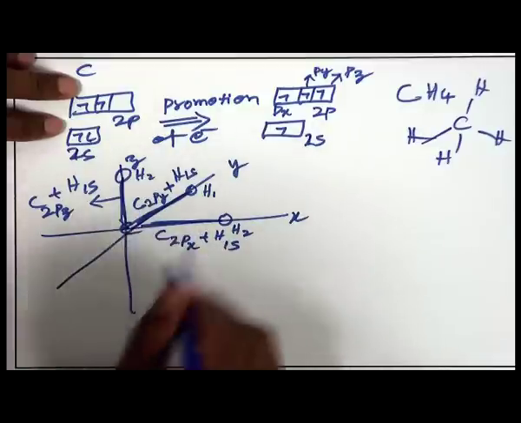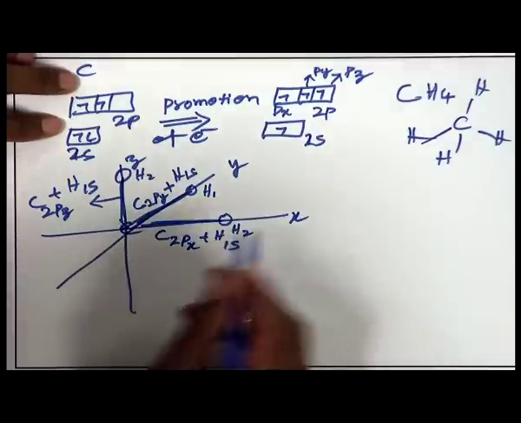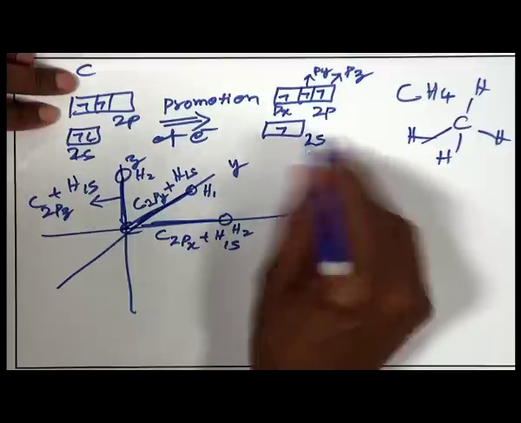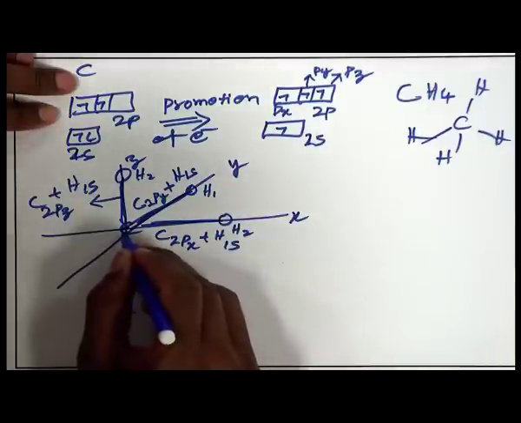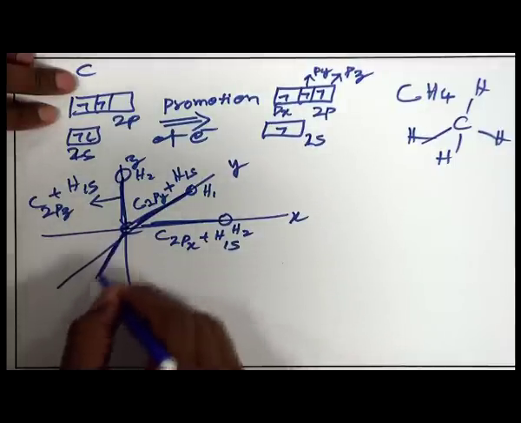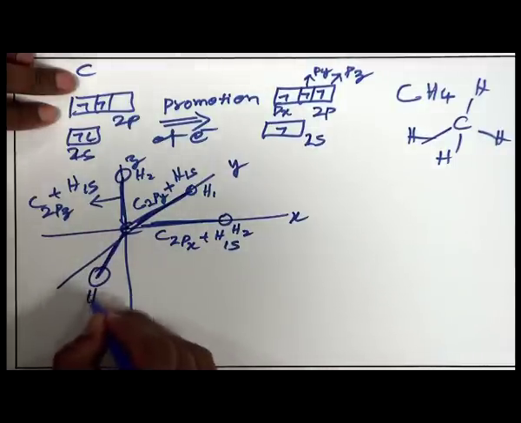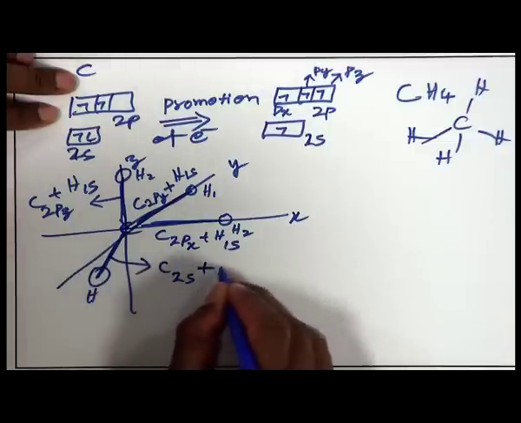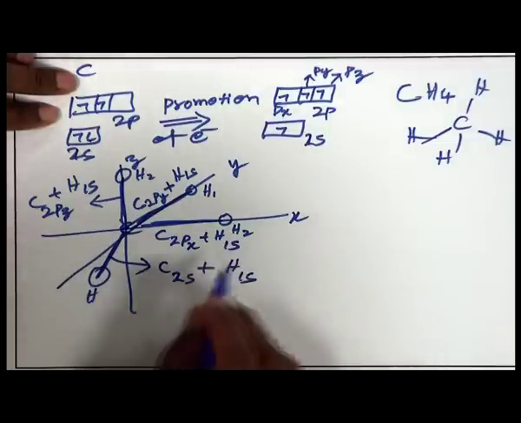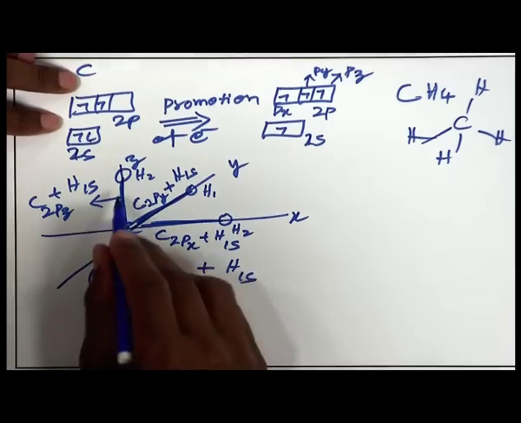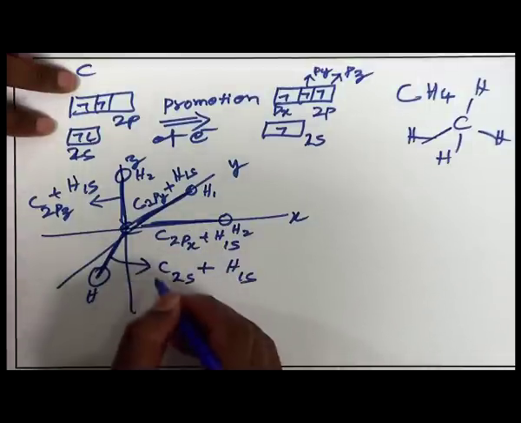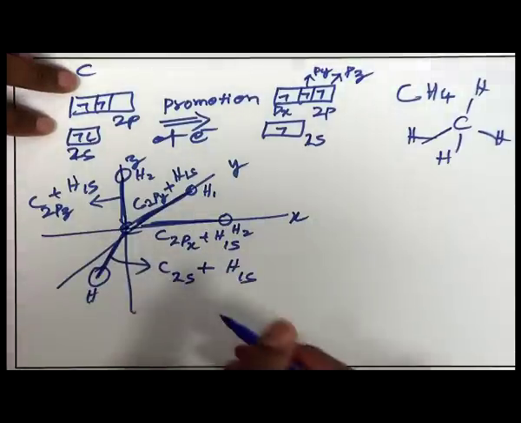So, 3 bonds are formed. The fourth bond could form using the 2s orbital present on the carbon atom, which would be here. This is a hydrogen atom, so this is the carbon 2s orbital combining with the hydrogen 1s orbital. Now, see that 3 bonds are formed using 3 p orbitals, and another bond is formed using the carbon 2s orbital.